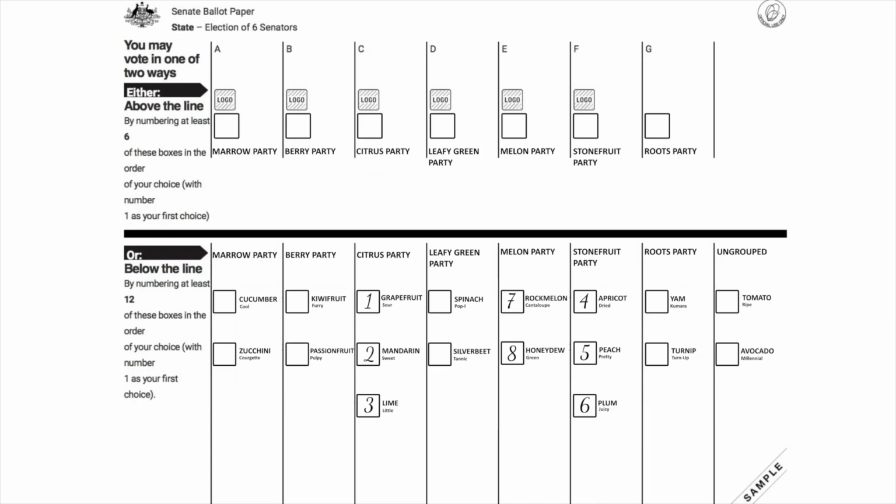The next party I voted for was the Roots Party. So the candidates on this ballot paper, I've got yam and turnip, and so I can go ahead and put 9 and 10 in there. Now you'll notice to the right of the Roots Party that there is a section that says ungrouped, and we've got here tomato and avocado.